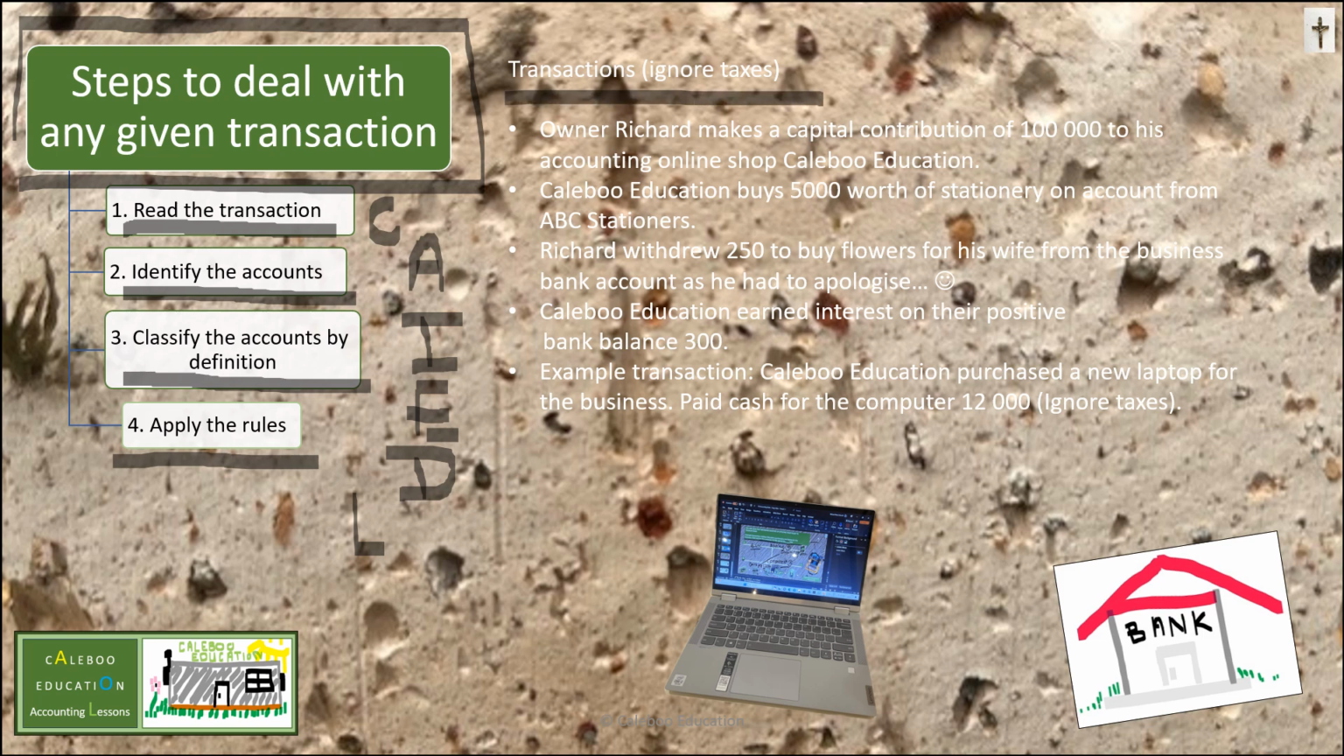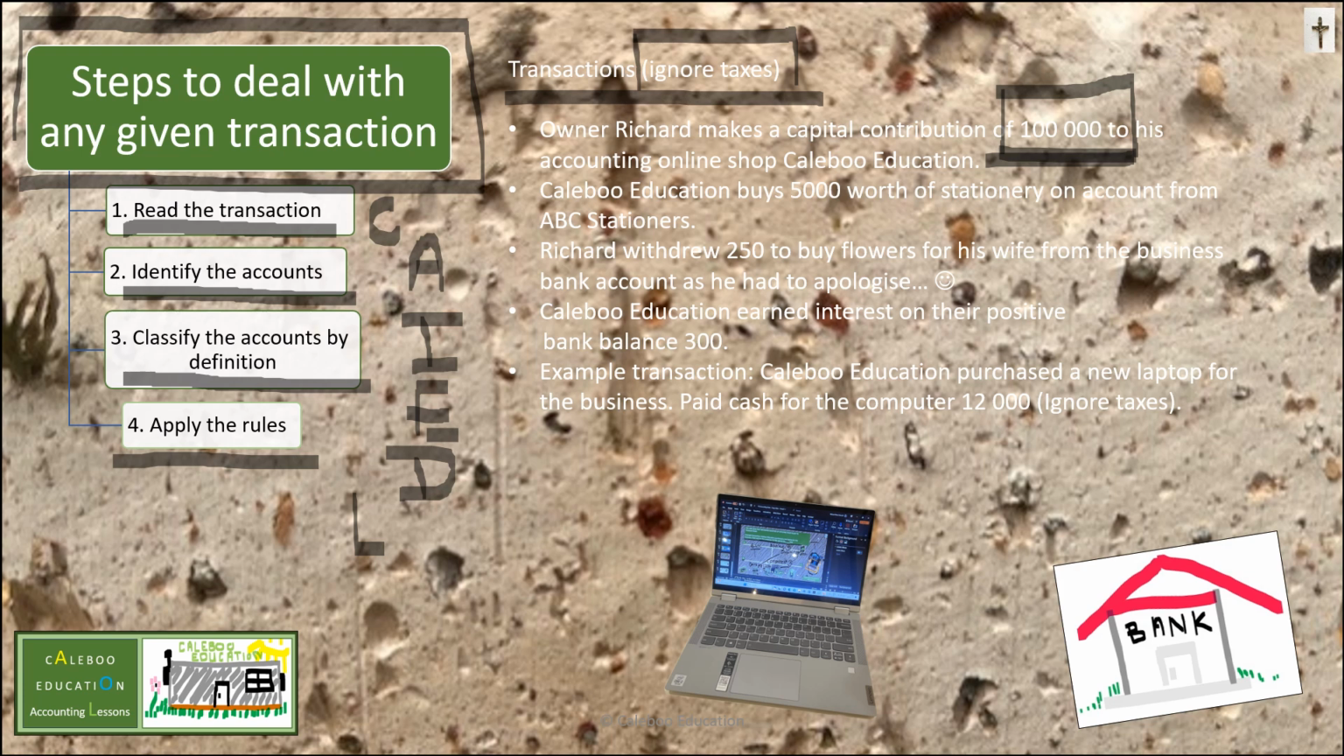So these are the transactions I'm going to work through over the next few slides. You can ignore taxes. We'll do taxes at a later stage, taxes like VAT, maybe general sales tax. So these are the transactions. The owner makes a capital contribution of 100,000 Rand. Let's talk about rands today because I'm sitting in South Africa and the currency for South Africa is rands and cents. But if you're sitting elsewhere, it doesn't really matter. The principles are all the same.